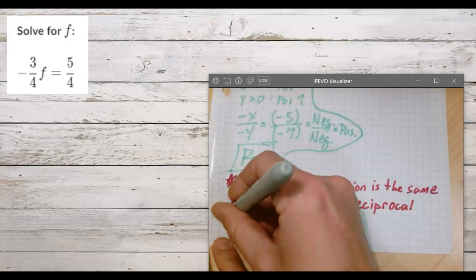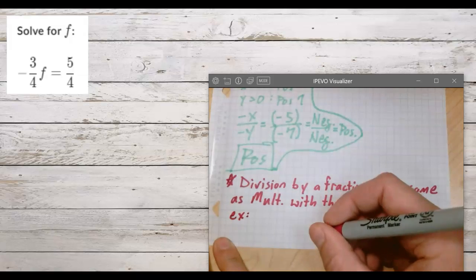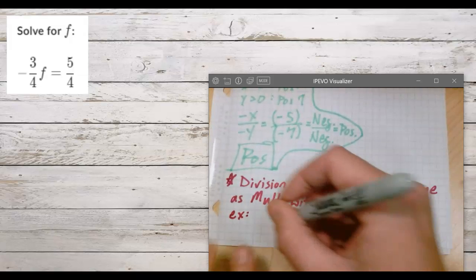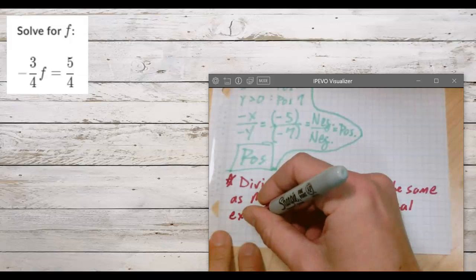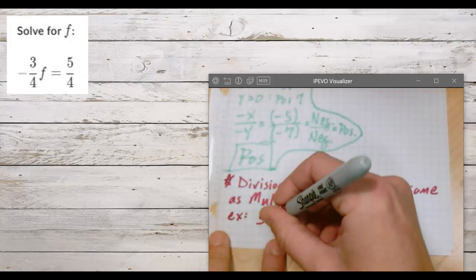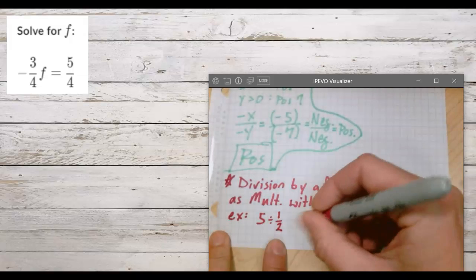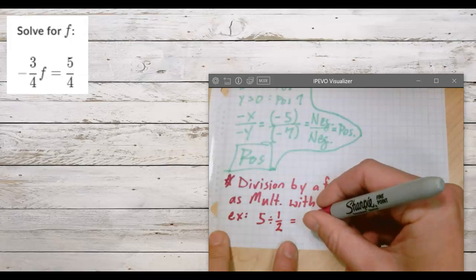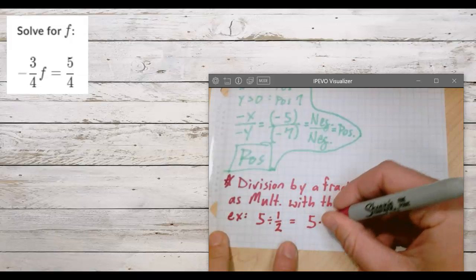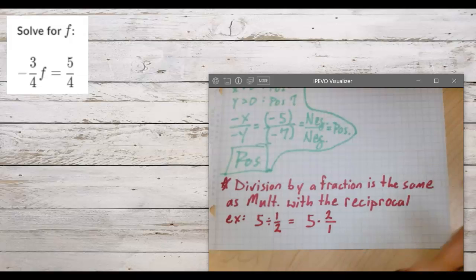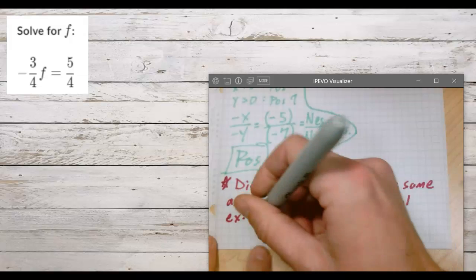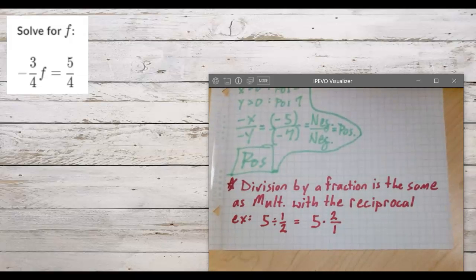Meaning, we take the fraction that we're trying to divide by. I might actually use highlighter to indicate this.